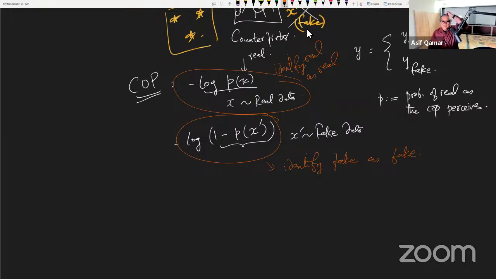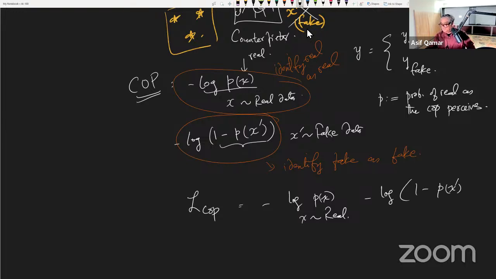Am I making sense, guys? And so what you really want is the net loss function. Guys, I hope I'm talking complete common sense here. Is there any confusion? So the loss function for the cop should be, again, log P of x when x is sampled from real, minus log 1 minus P of x prime, where x prime is sampled from fake, the fake that the counterfeiter produces.